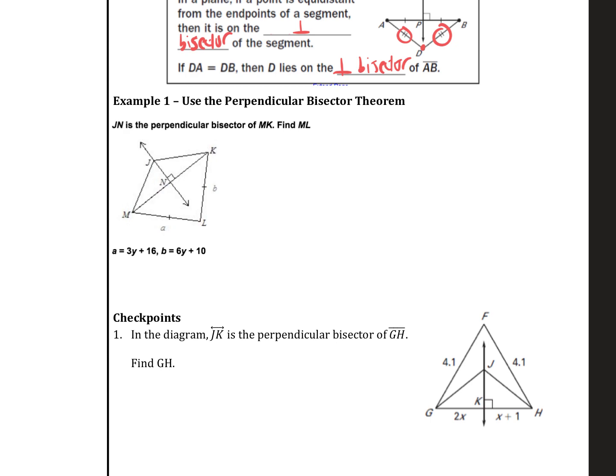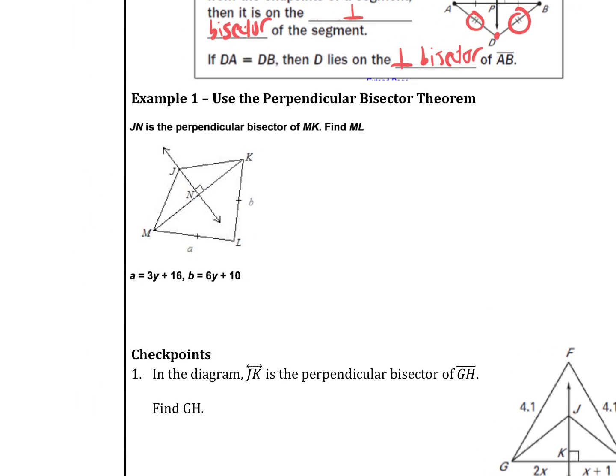Okay, so let's go ahead and do example 1. It says use the perpendicular bisector theorem. JN is the perpendicular bisector of MK. Find ML. All right, so we know A is 3y plus 16, and we know B is 6y plus 10. But we know that there are tick marks here showing these are congruent. So if they're congruent, what are we going to do to them? Well, we're going to set them equal, right?